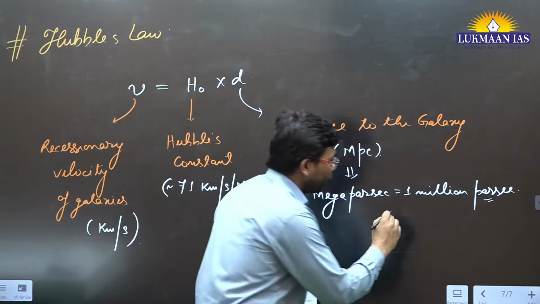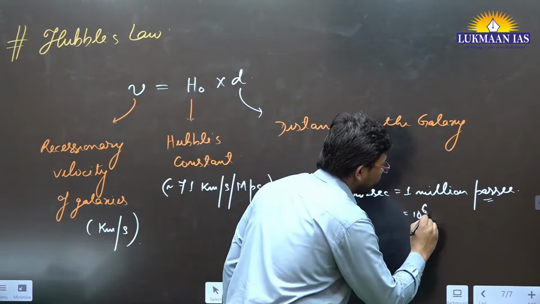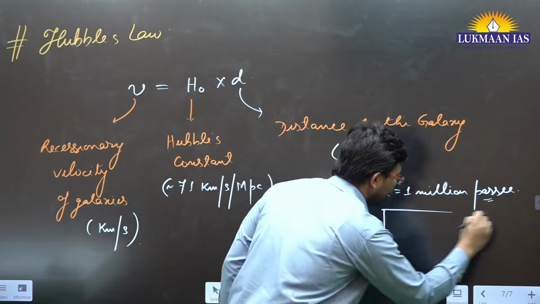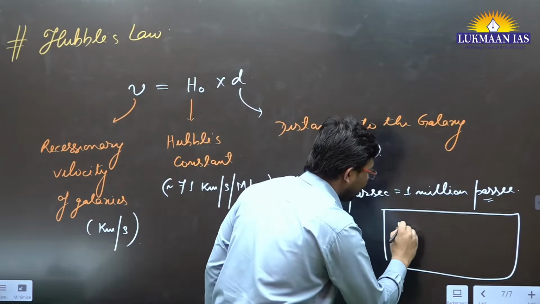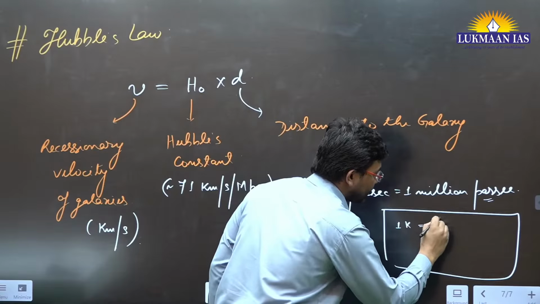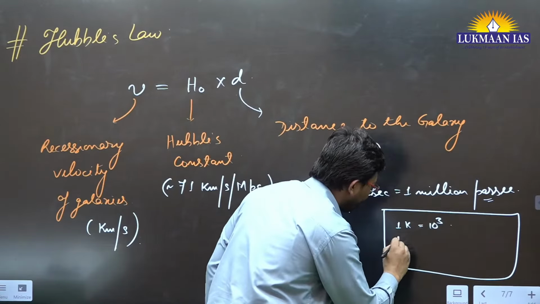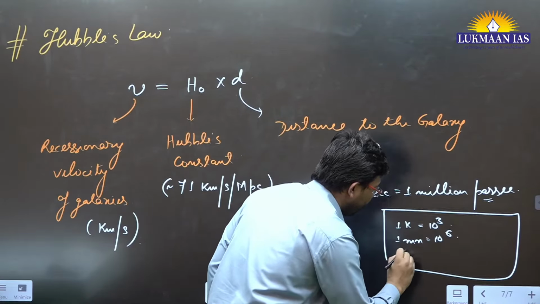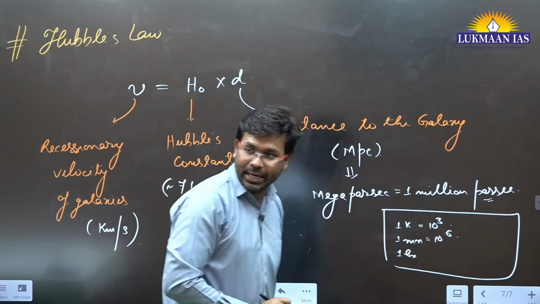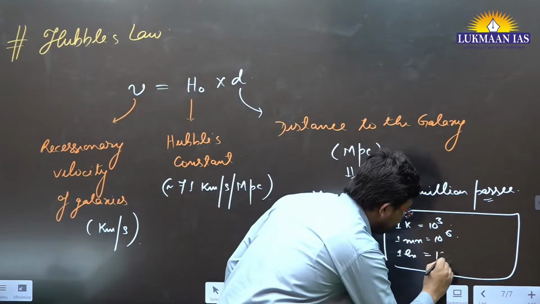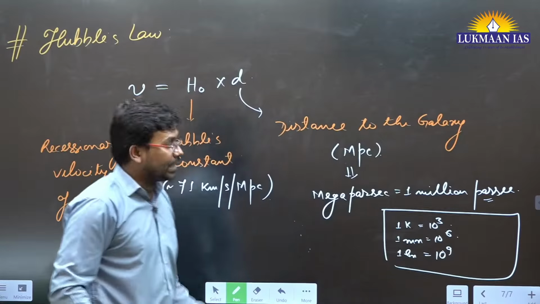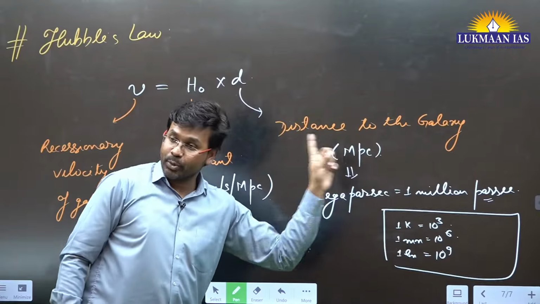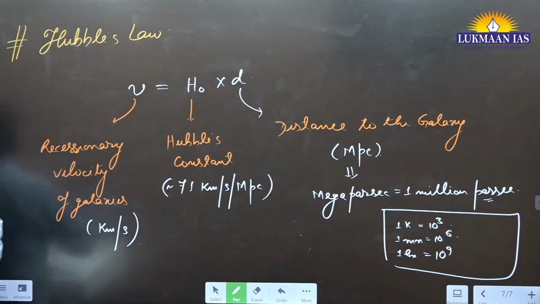What do we mean by 1 million? 10 raised to power 6. Let me write it down here. 1000, 1K is written as 10 raised to power 3, right? 1 million is written as 10 raised to power 6. 1 billion, I'm just writing BN, is written as 10 raised to power 9, okay? Like that. So when we talk about 1 million per sec, it is 1 into 10 raised to power 6 per sec.